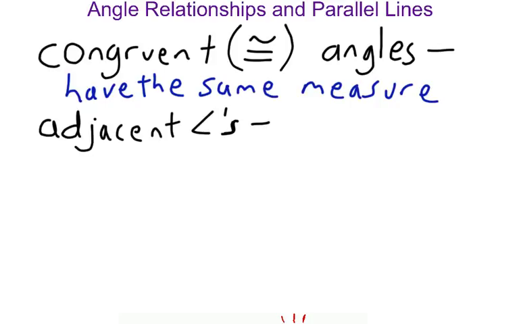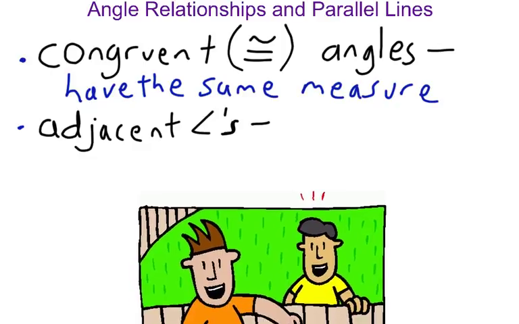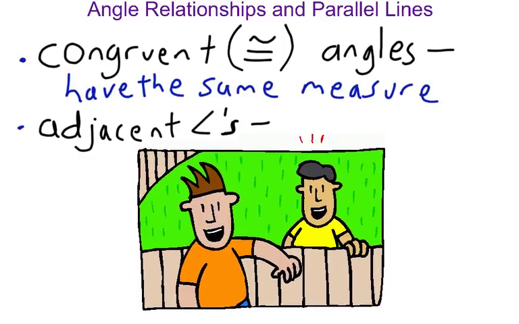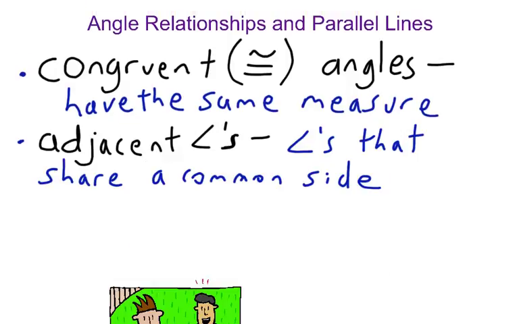Now what about adjacent angles? What word do you think of when you hear the word adjacent? I think of the word next to. Think about your neighbor. Your next door neighbor lives right next to you, and you may share a common fence or a common side of your property. So that's what adjacent means when we're talking about angles. Angles that share a common side.